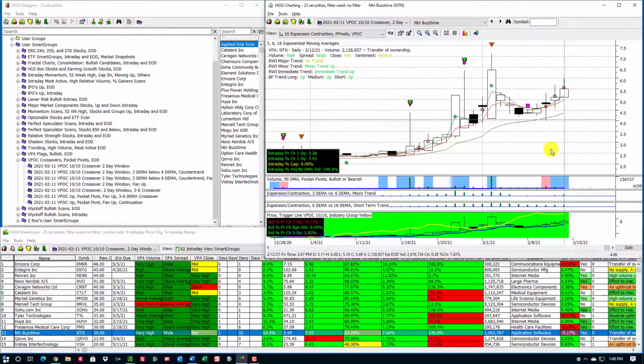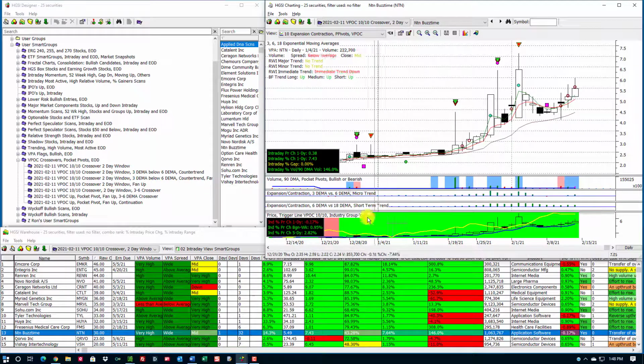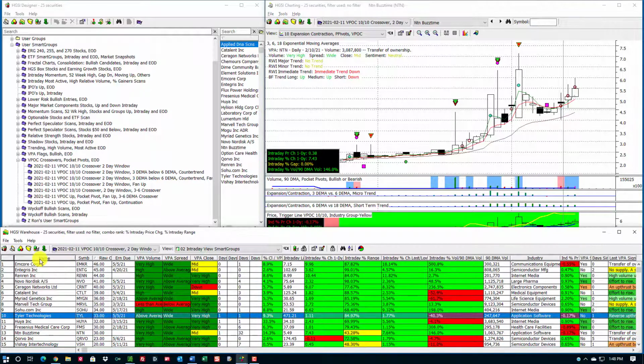Let's take a look at this stock. It's a little $5 stock. Here's where the VPOC went positive, clear back here when it was trading for $2. It's trading for $5.50 now. There were several pocket pivots along the way. There was a negative pocket pivot here, but the VPOC remained positive. So even on this pullback here, it did not turn negative.